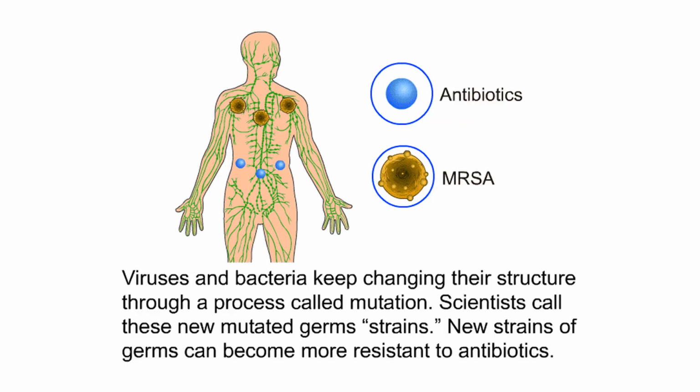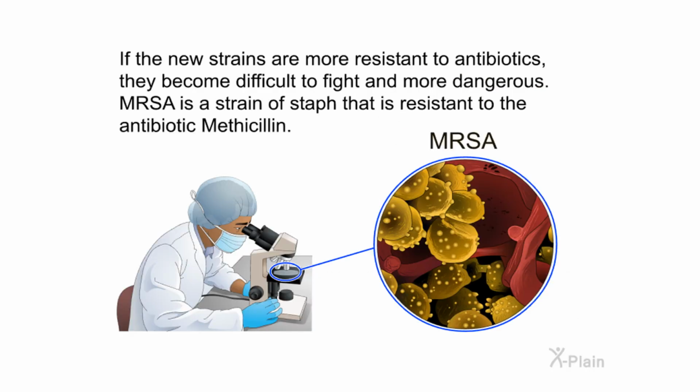Viruses and bacteria keep changing their structure through a process called mutation. Scientists call these new mutated germs strains. New strains of germs can become more resistant to antibiotics. If the new strains are more resistant to antibiotics, they become difficult to fight and more dangerous. MRSA is a strain of staph that is resistant to the antibiotic methicillin.